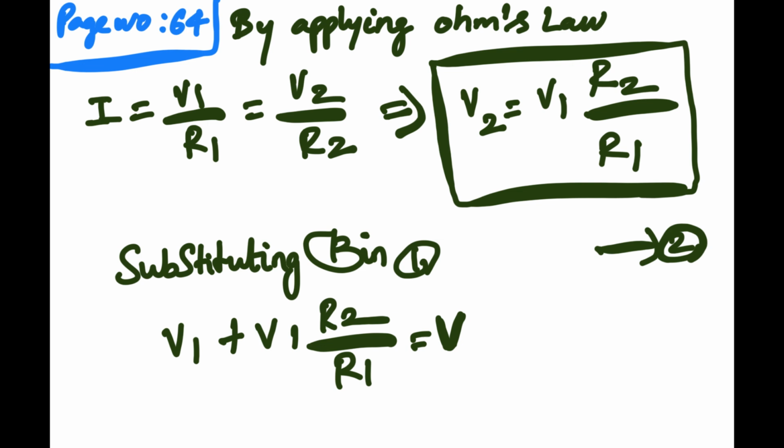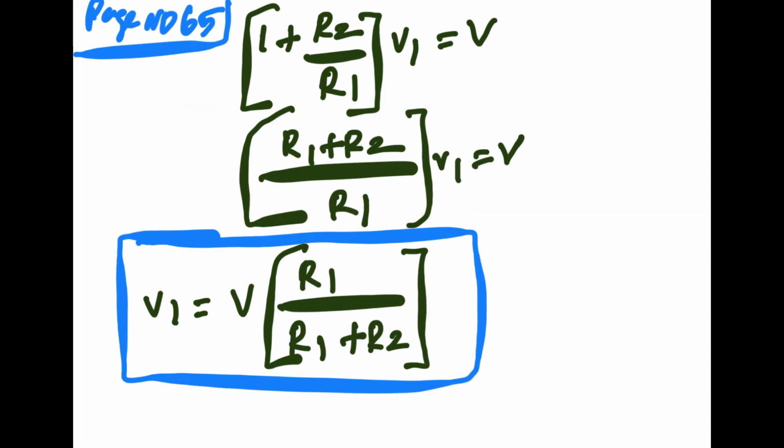By applying Ohm's law, we obtain V equal to IR. From this, I is equal to V1 divided by R1, which is equal to V2 divided by R2. So V2 is equal to V1 R2 divided by R1. Substituting 2 in 1: V1 plus V1 R2 divided by R1 is equal to V. Solving these two equations, we find V1 is equal to V R1 divided by R1 plus R2.